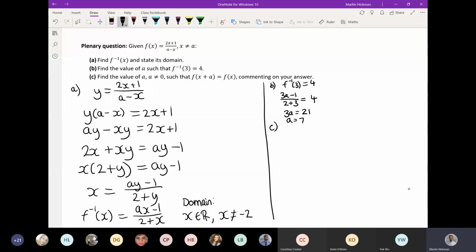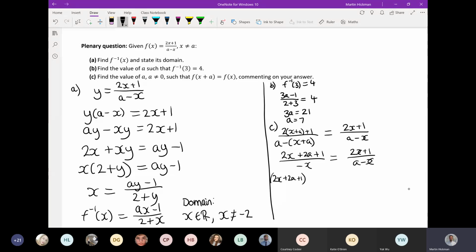So if we just start with the original function, 2x plus 1 over a minus x, put that on the right hand side. On the left hand side, it's just the same, but wherever I see x, I replace it with x plus a. I'm then going to do a bit of expanding, and then I'm going to get rid of the fractions, so that's going to create some further expansions.